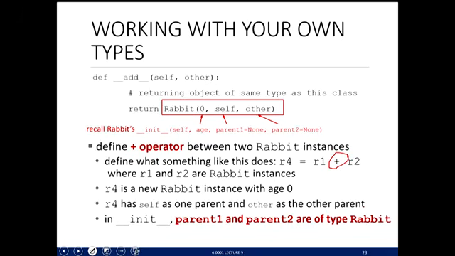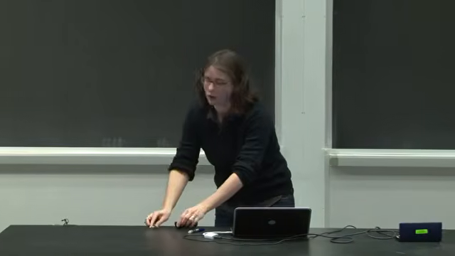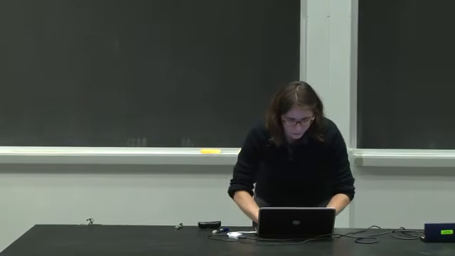And let's recall the init method of the rabbit. Okay. So when I'm returning a new rabbit object, it's going to have an age of 0. Self, so the rabbit object I'm calling this method on, is going to be the parent of the new rabbit, and other is going to be the other parent of the new rabbit.